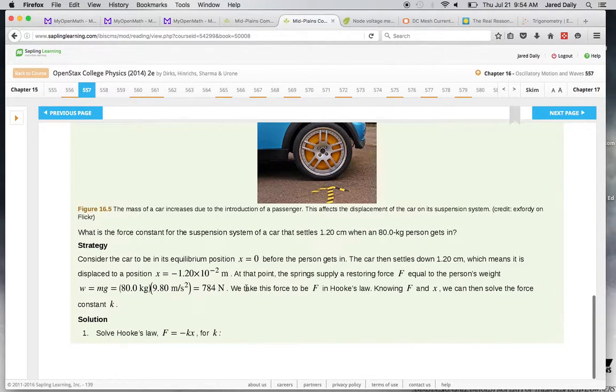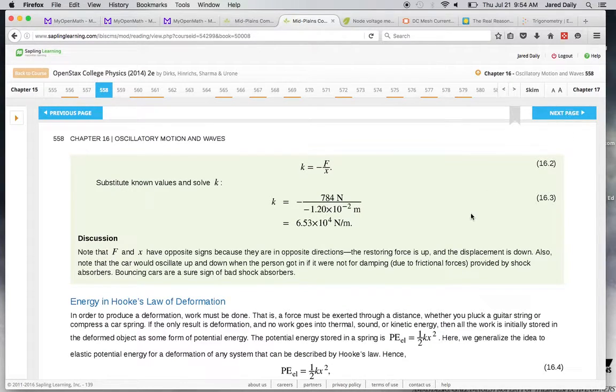And then the force that the person is exerting on those springs is, of course, their weight, which is their mass times the gravitational constant, 9.8 meters per second squared. So using Hooke's law, which is F equals negative kx, we can solve for k, essentially. So k is equal to negative F over x, and we put in the force, which is their weight, over the negative 1.2. The negative over the negative cancels. You just do this arithmetic, and it's fairly simple. 6.53 times 10 to the 4th newtons per meter for that particular spring on that car.